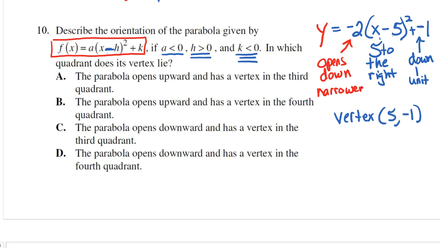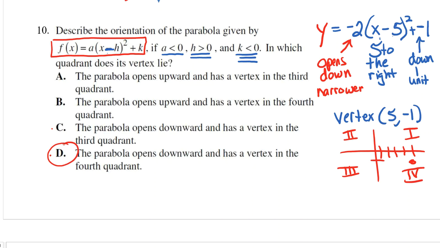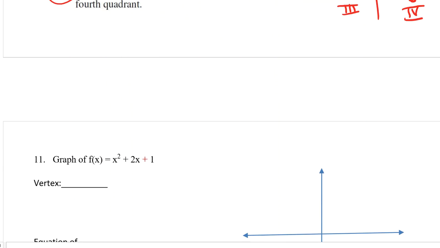So now we want to find the choice that matches that. Our parabola opens down, so that would be choices C and D. Let's choose from those. Its vertex is at (5, -1). Again, the quadrants here, remember, are numbered 1, 2, 3, 4. So our vertex is in quadrant 4, and the parabola opens down. So it looks like that's our correct choice.